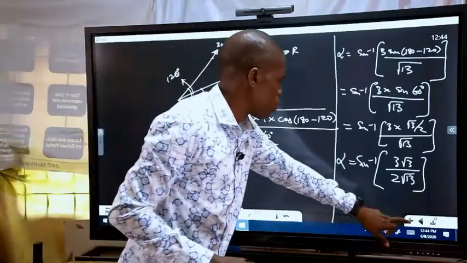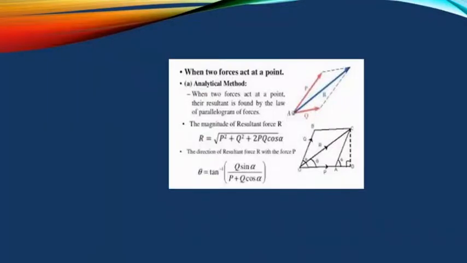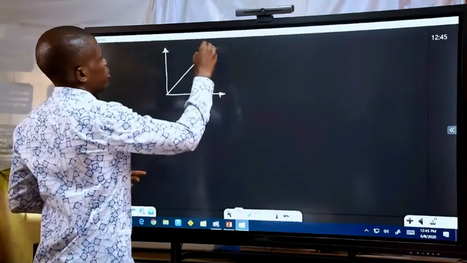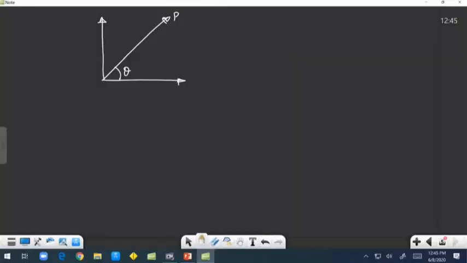Going by this, we can also look at the concept of resolution of vectors. When we look at the formula for the resultant, we can use it, and we look at the triangle law of vectors. But before that, we want to consider the resolution of a vector. Consider a P force at an angle theta to the horizontal, with the x and y axes. The force acting here is the horizontal component, and the force acting here is the vertical component.